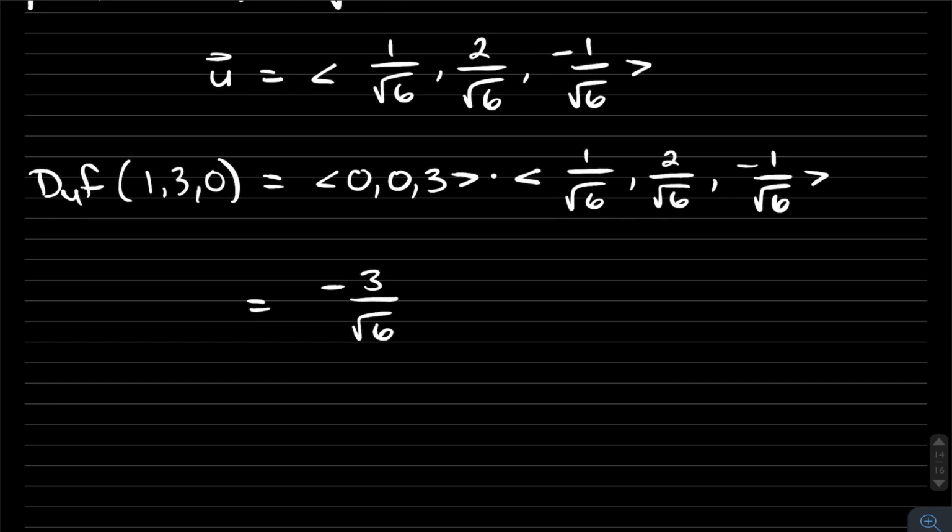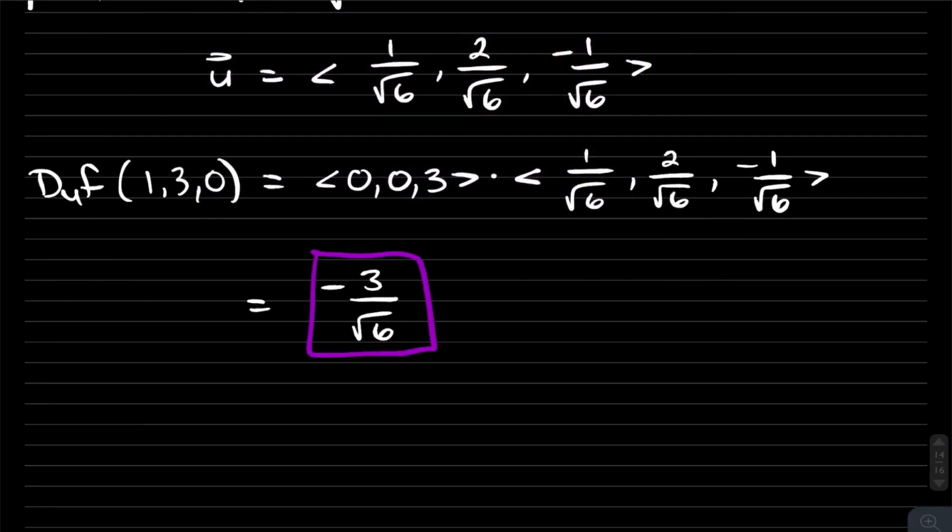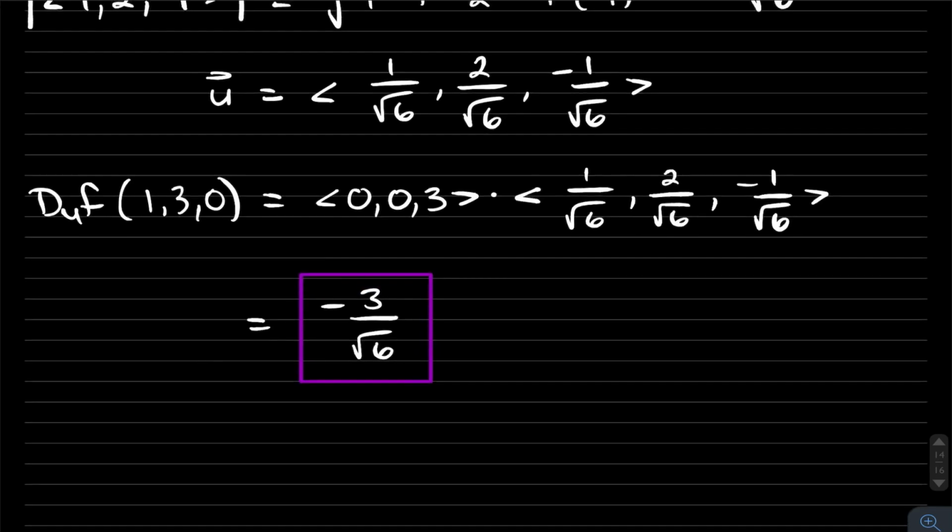Because your x goes away, your y goes away because there's a 0 there, then you just have your 3 times a -1 over root 6. So hopefully I didn't go too fast there. I'm not having very good luck with these rectangles today. All right, awesome. So that is our directional derivative.